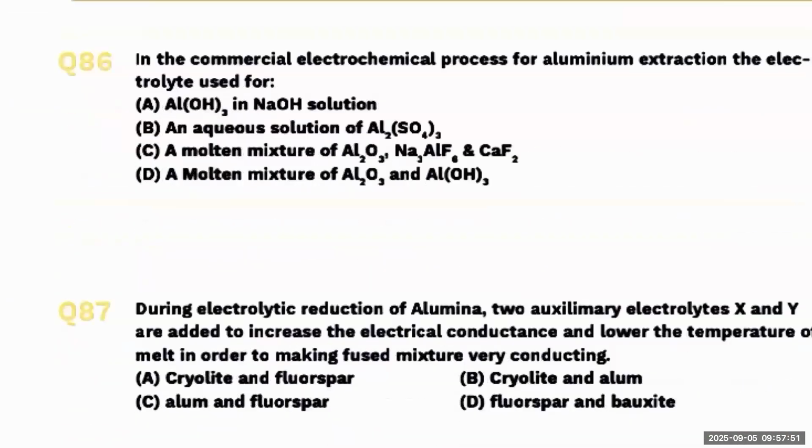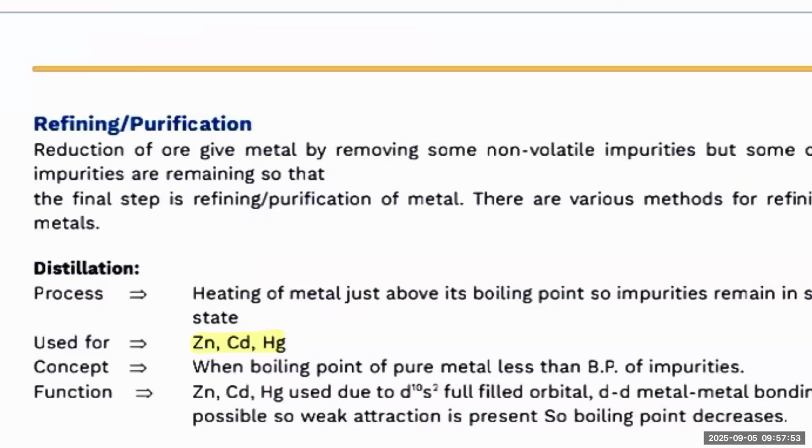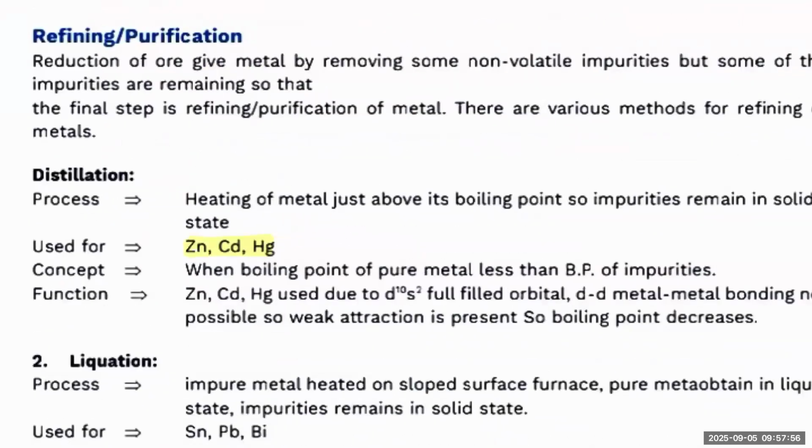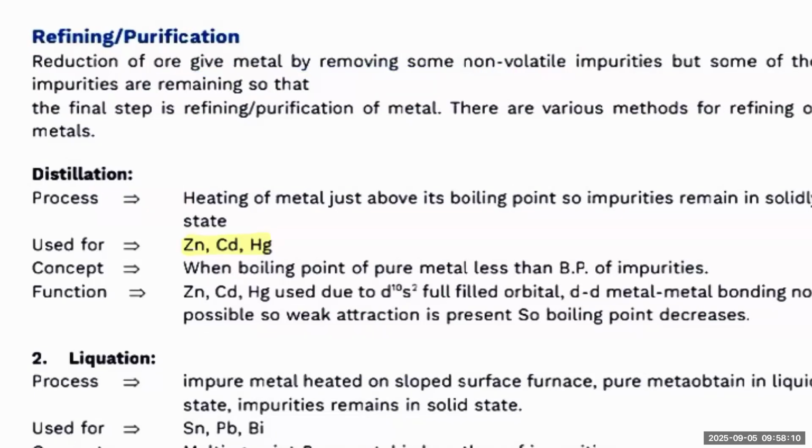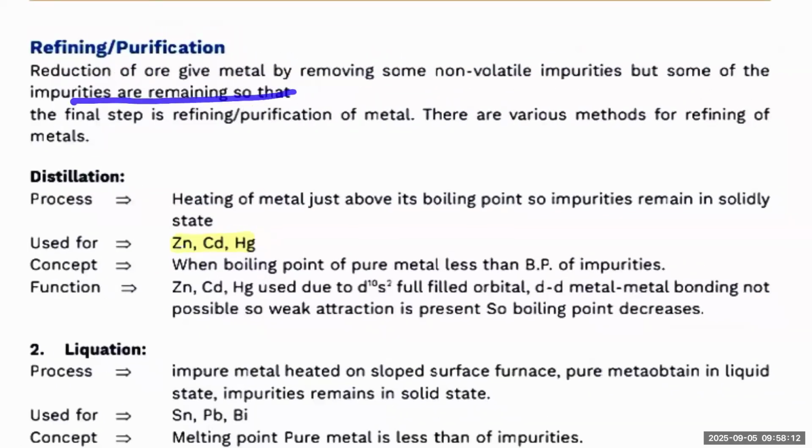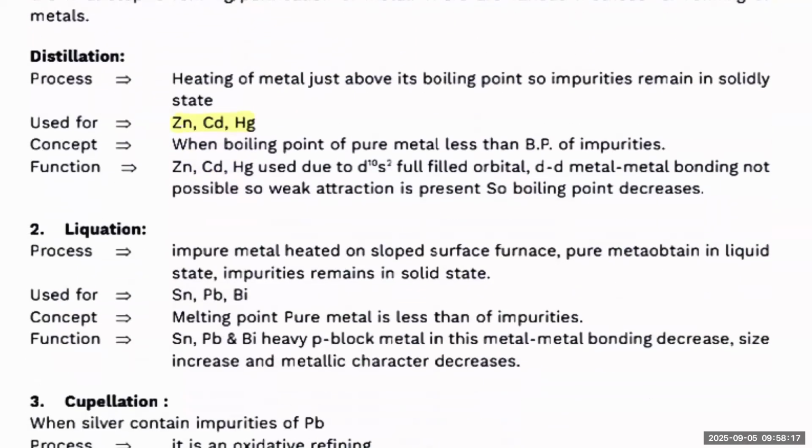Now, let's see all the refining processes one by one. Refining or purification is trying to make the extracted metal close to 100% purity. Reduction of an ore gives metal by removing some non volatile impurities, but some of the impurities might still remain. So the final step is refining. There are various methods, starting first with distillation.